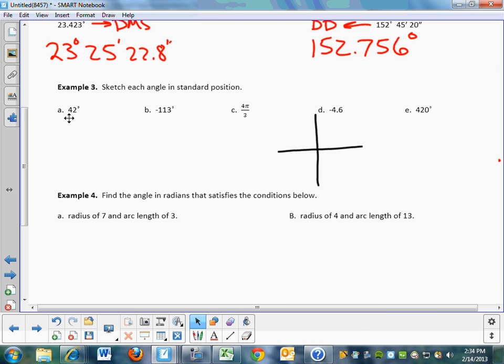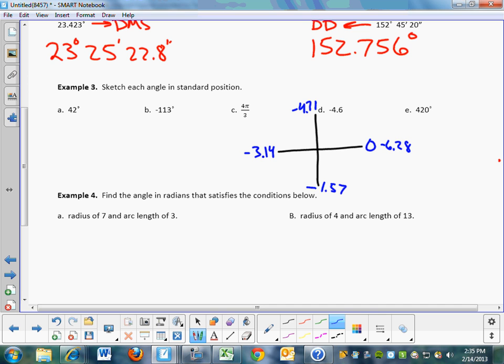Let's see here. I'm going negative. We're going to start with 0. If I go negative, this is going to be negative 1.57, right? Because negative pi over 2. Negative 3.14, negative 4.71, and negative 6.28. So which quadrant will that put me in? The second quadrant. Very good.